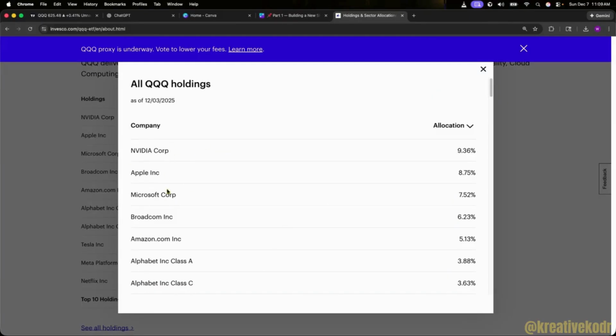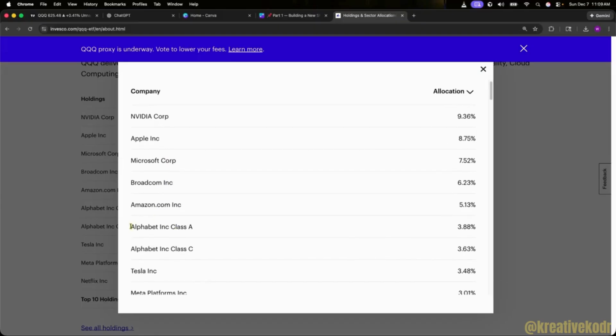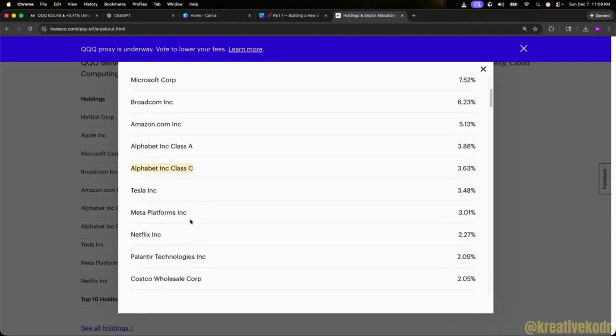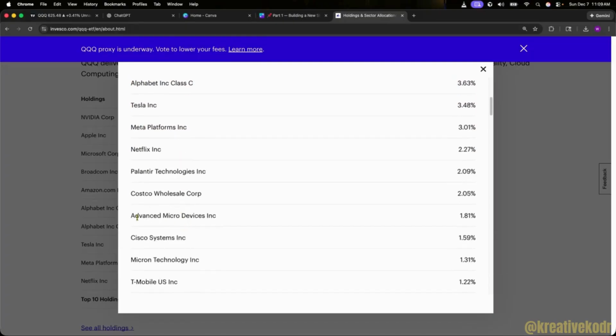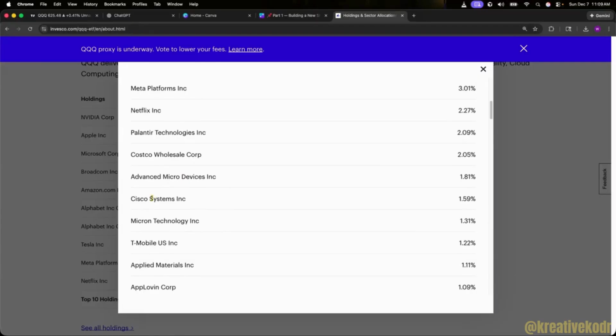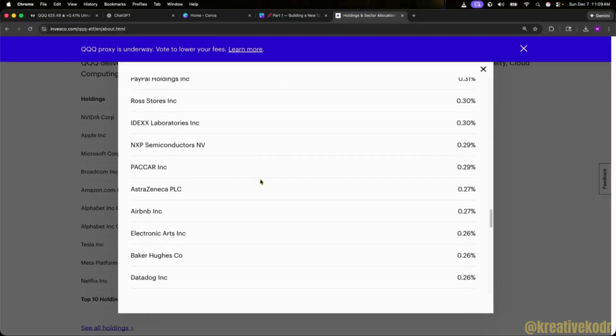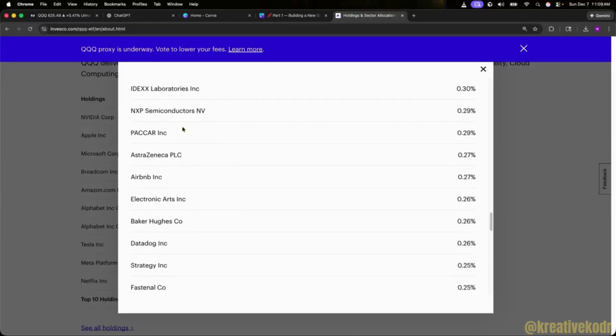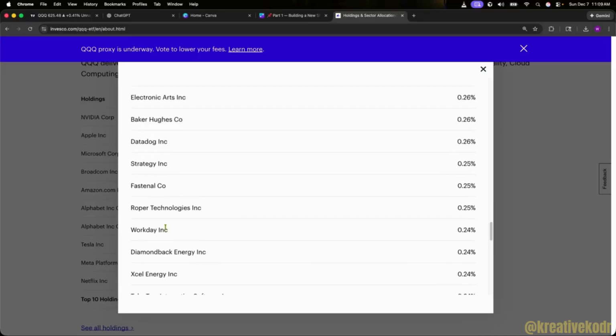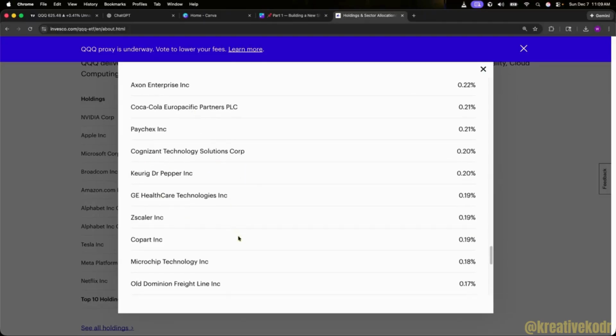So we have NVIDIA, Apple, Microsoft, Broadcom, Amazon. This is Google. Don't ask me why. Google is considered, and calls itself, Alphabet Incorporated Class A. This is YouTube. How funny though, right? Class C, Tesla. This is Facebook. I will never call them Meta. Netflix, Palantir, Costco, AMD, Cisco, Micron, T-Mobile, Applied Materials, AppLovin, right? So you can see a vast amount. Airbnb, right? Ross Stores. So you can see Workday, Xcel, Paychex, Coca-Cola.